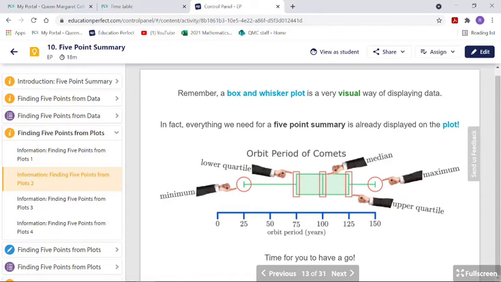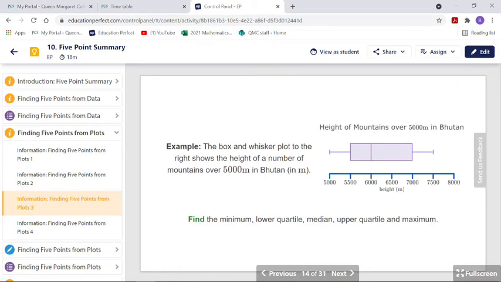Okay? So let's just walk through this. They're just going to take us through. So here we go. We have a box and whisker that represents the height of the mountains over 500 meters in Bhutan. Find the minimum, lower quartile, median, upper quartile, and the maximums. So what I want to do is, I'm going to pause this for a moment.